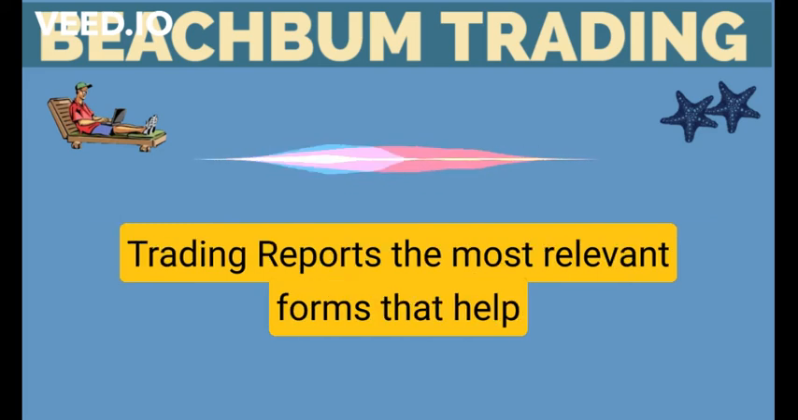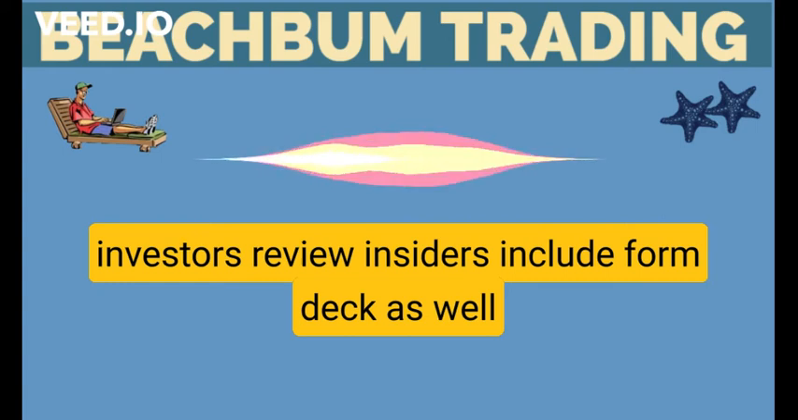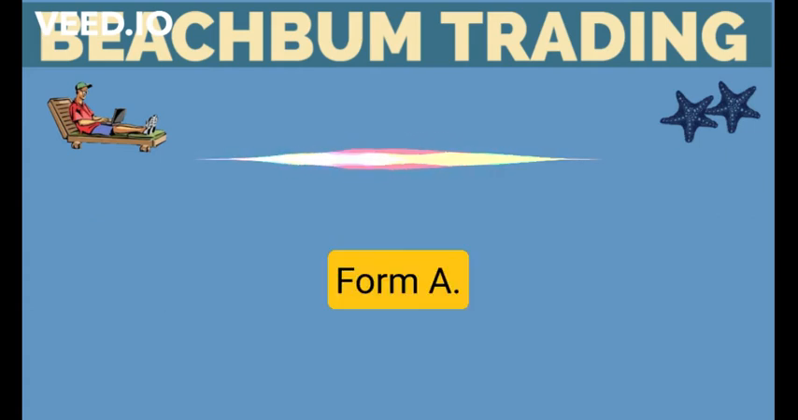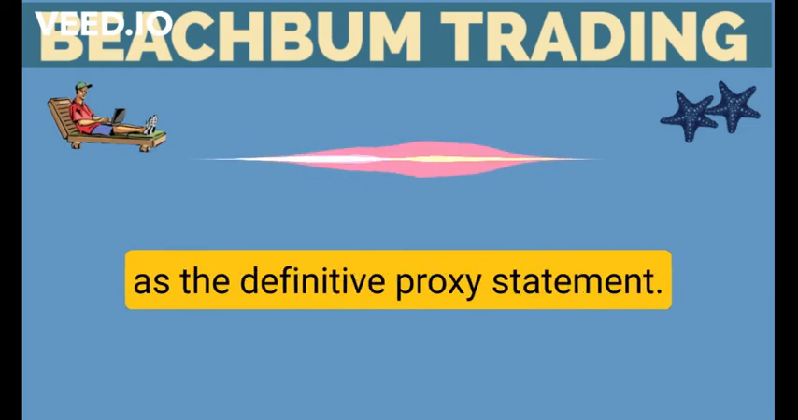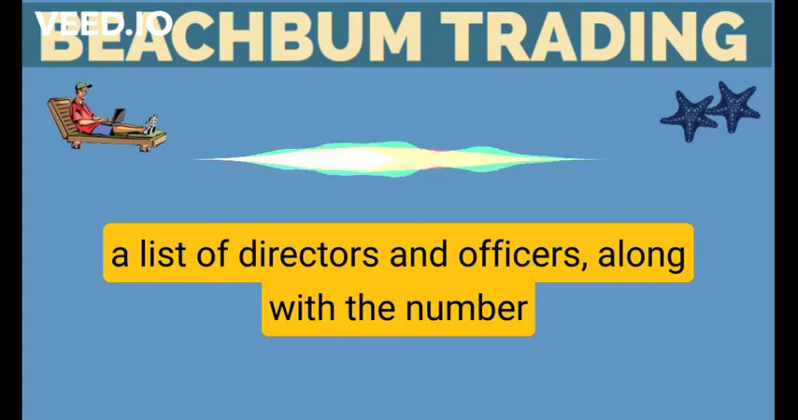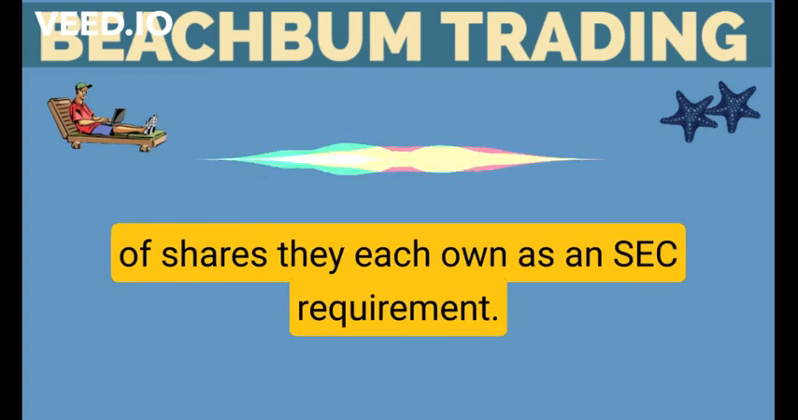The most relevant forms that help investors review insiders include Form DEF 14A, Form 13D and 13G, as well as Forms 3, 4, and 5. Form DEF 14A is also known as the definitive proxy statement. This is the proxy statement in which investors can find a list of directors and officers, along with the number of shares they each own.